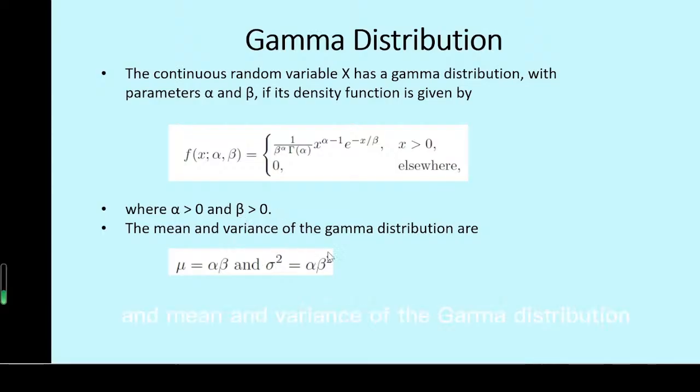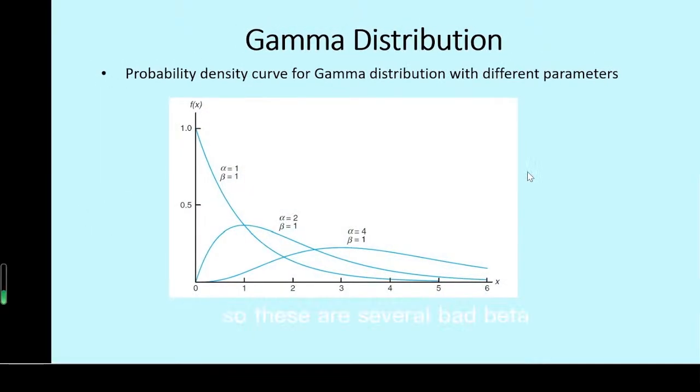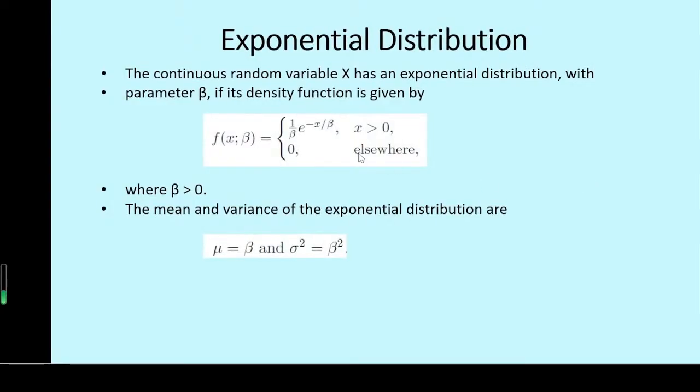And the mean and the variance of the gamma distribution: the mean is alpha times beta, and the variance is alpha times beta squared. So these are several gamma distribution density functions. For this density curve, for example, alpha 1, beta 1; alpha 2, beta 1; and alpha 4, beta 1. So you can see when alpha becomes larger, the density curve becomes more symmetric.